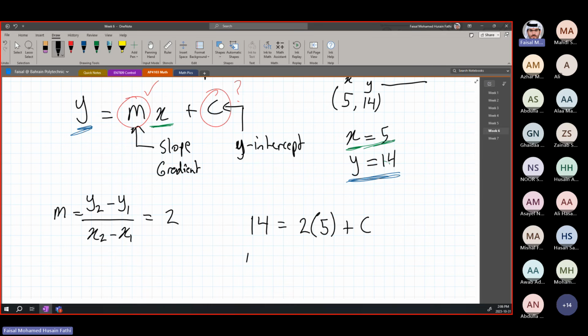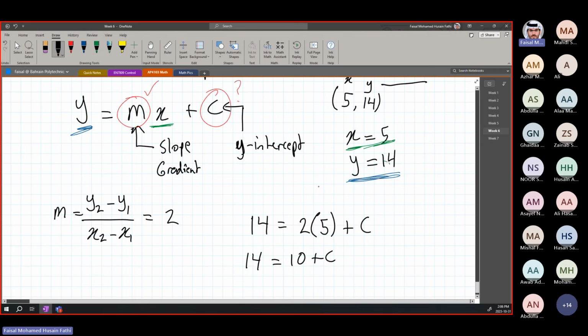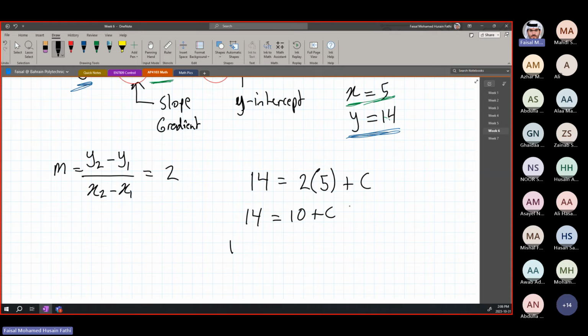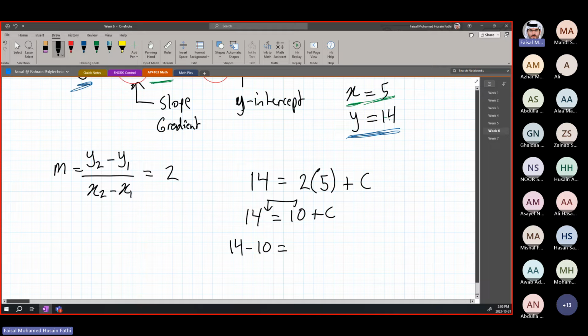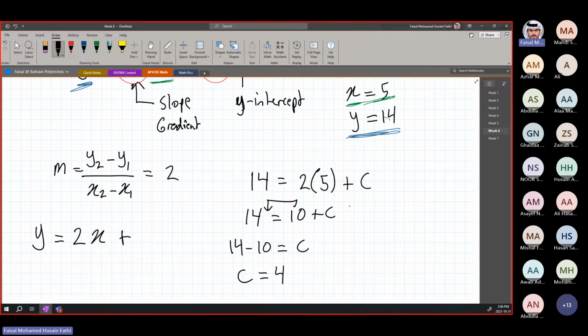So what do you do? 14 is equal to 2 times 5, which is 10, plus c. So 14, we move the 10 to the other side: 14 minus 10 is equal to c. c is equal to 14 minus 10, which is 4. So now the equation of the line is y is equal to m, which is 2 already given, x plus c, which is 4. Does that make sense?